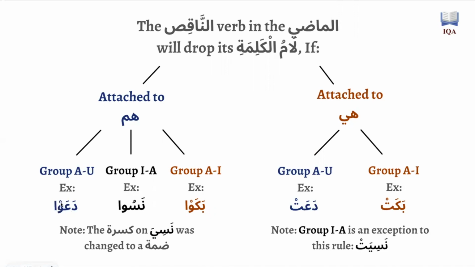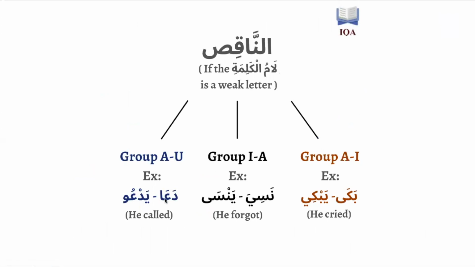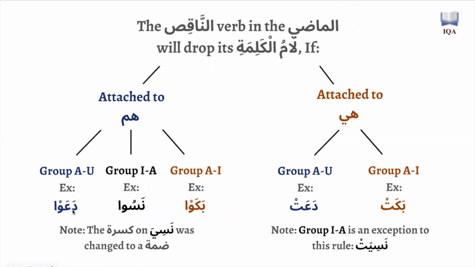The waw that you see here is the attached form of hum, but the alif that was here is dropped, and we just add the waw, and it becomes da'aw. Now note that the kasra on nasiya was changed to a dhamma. So originally it was nasiwu, or something along those lines. But for the sake of pronunciation, the kasra was changed to a dhamma to accompany the waw, so it became nasu.